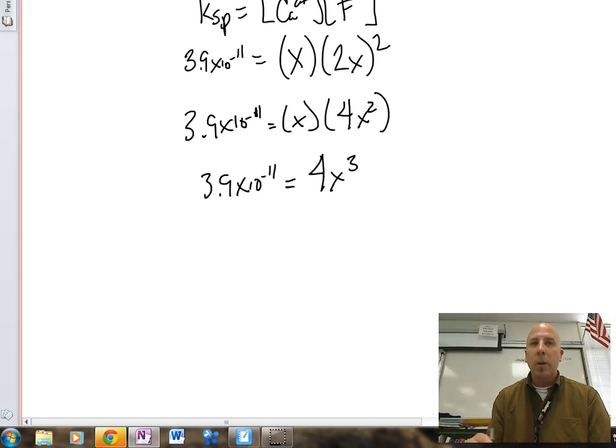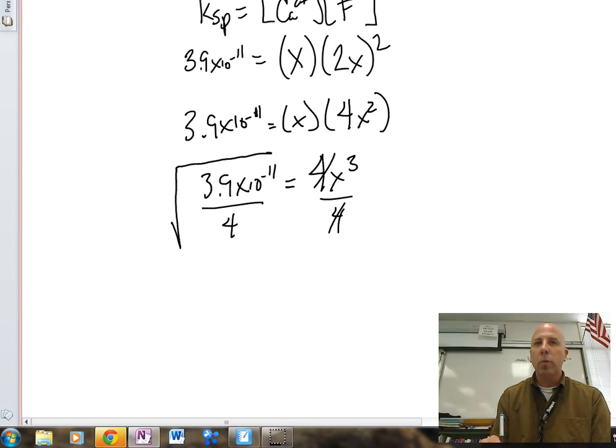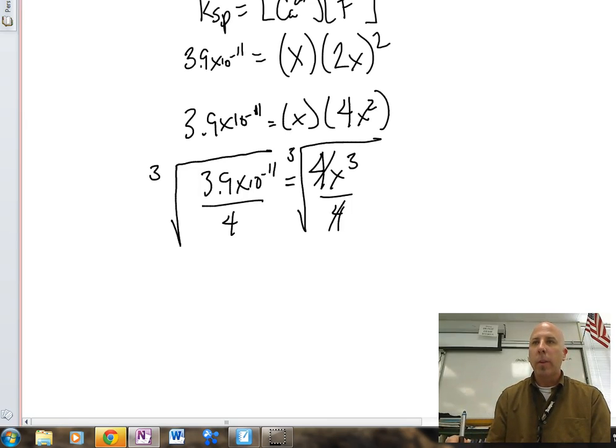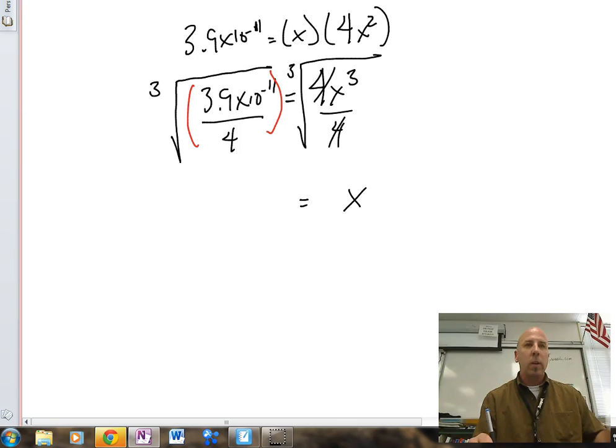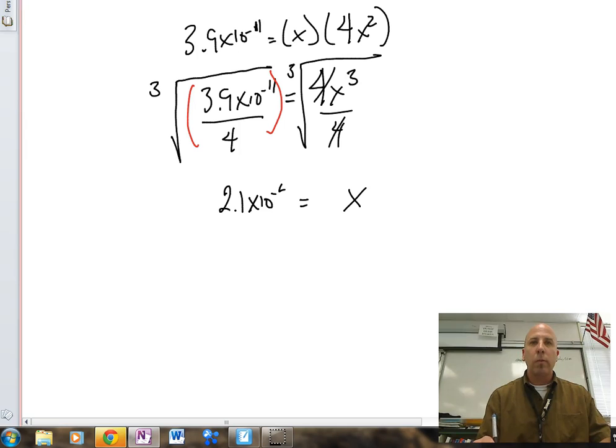Alrighty there. We want to solve this for x, so we're going to divide both sides by 4. It's going to cancel the 4 on that side. And then if we want to get rid of the x cubed, we're going to take the cube root of both sides. Okay, so that'll leave us with x here. And when I ran this through my calculator, actually what I want to make sure we do is throw this in parentheses first, so my calculator takes care of that first before doing the cube root. I do come out with an answer equal to 2.1 times 10 to the negative 4th is equal to x.